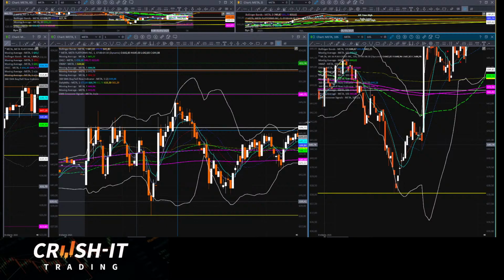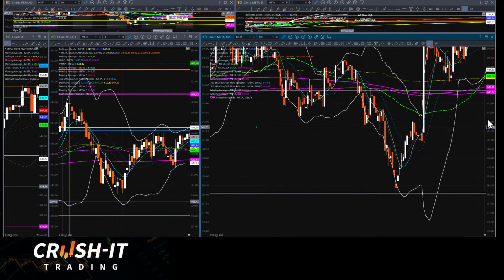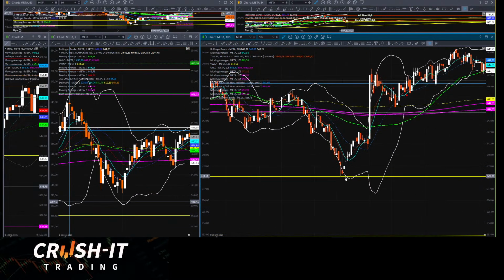This is where we would get our entry on here. Our entry is right here where we bounce off this level. We get above the 9 EMA and we get the crossover in the 20. So we enter in, maybe enter in the pullback.